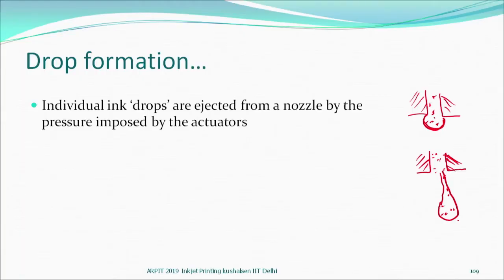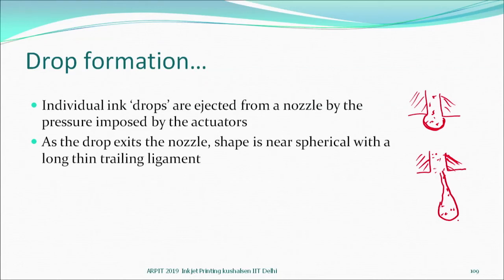Individual ink drops are ejected from the nozzle by a pressure which is going to be impressed by the actuators. So, it will get pushed. As the drop exits the nozzle, it has a shape which is near spherical with a long thin trailing ligament. So, this is the trailing ligament and this is the near spherical drop.